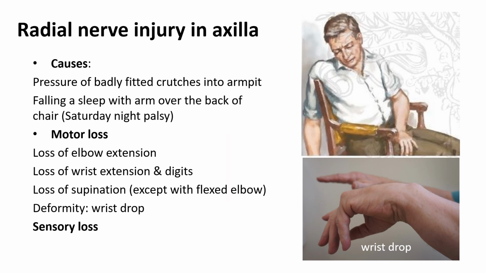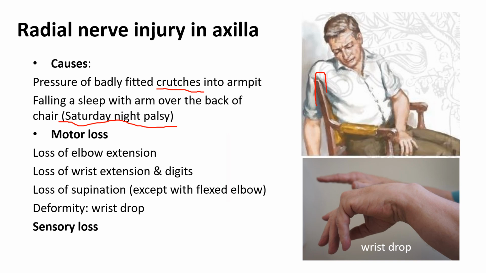Radial nerve injury can occur at 3 different sites. It can occur in the axilla, within the spiral groove, or in the proximal end of forearm. Radial nerve injury in axilla can occur due to 2 main causes. It occurs in pressure of badly fitted crutches into the armpit, or falling asleep with arm over the back of the chair. And this usually occurs in drunk people. That's why it's called Saturday night palsy, because Saturday is the night before weekend.